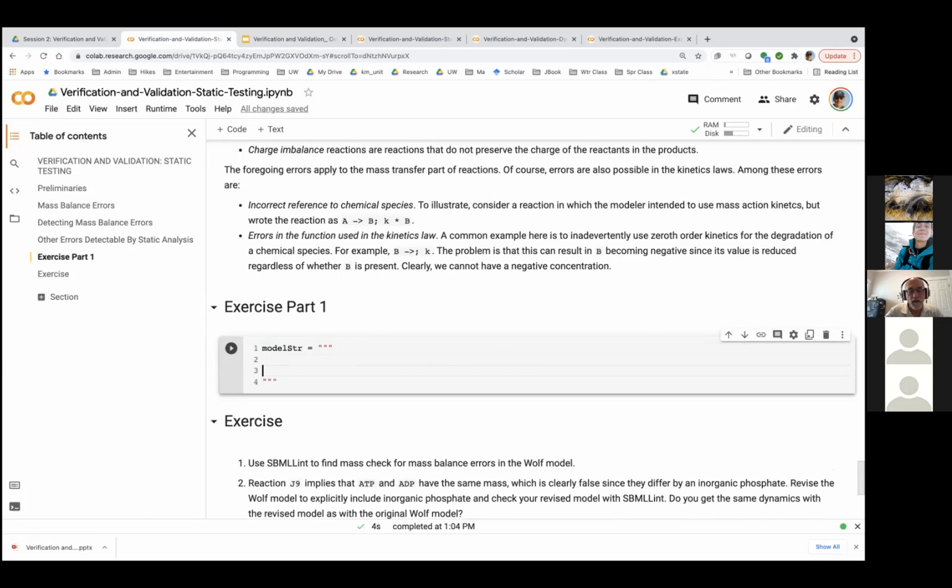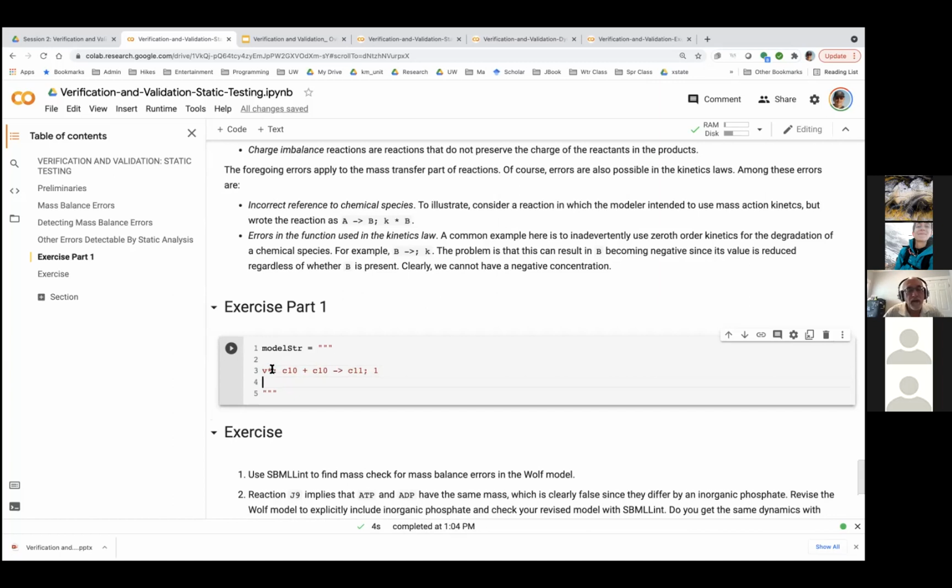Okay, so what are my reactions? We have V8, which is C10 plus C10 going to C11. V8 colon, C10 plus C10 goes to C11. And then you'll need a semicolon. Yeah, and then I'll just say 1.2. Okay, and that's V8. Then V13 is C10 plus C154 going to C160.